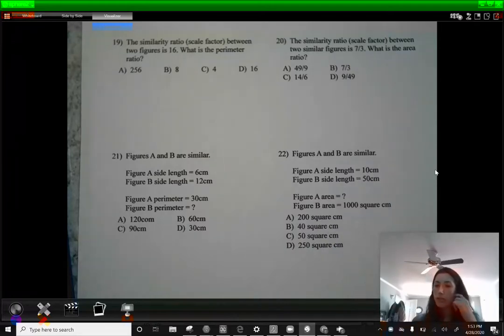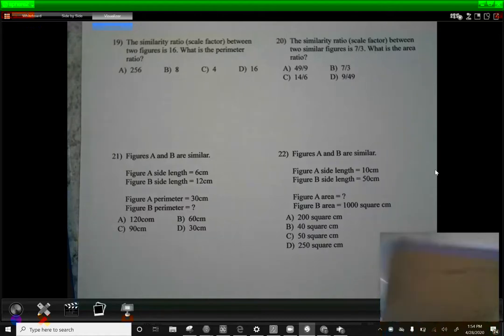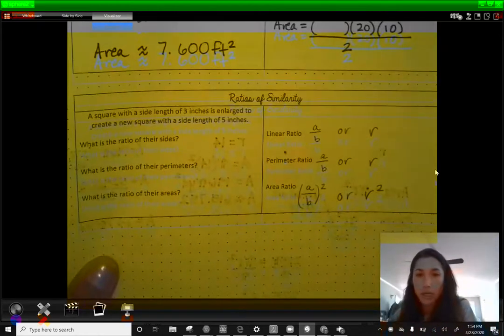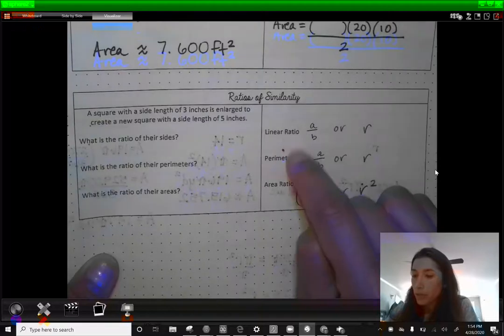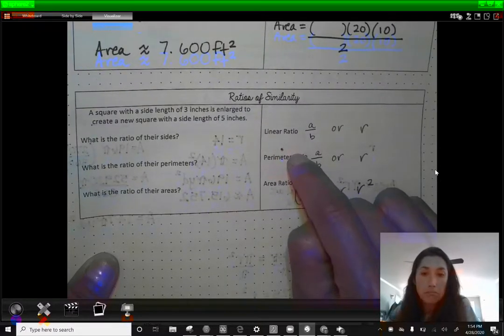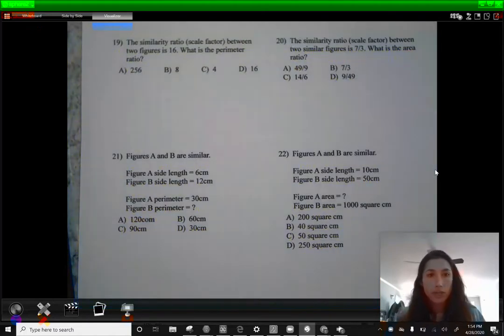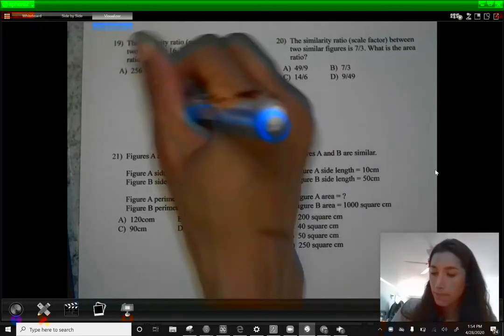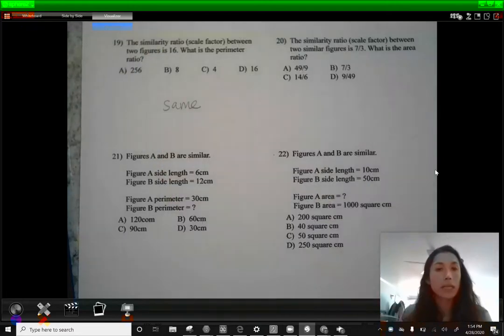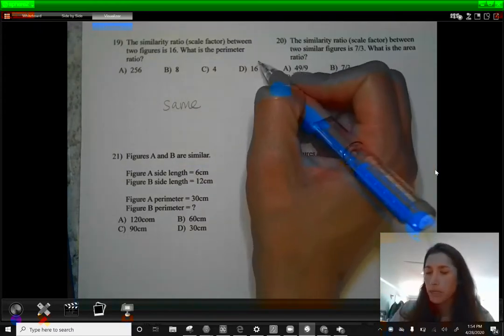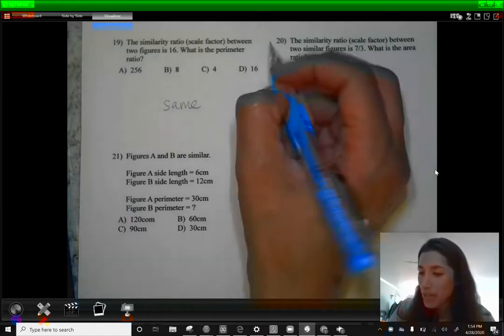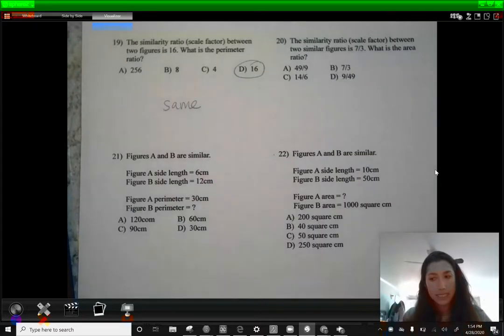Okay, so our similarity ratio. Let me actually grab my toolkit here. This would be page 16 of your toolkit. Remember, similarity ratio and perimeter ratio are both the same numbers. And then our area ratio is just a squared version of that. So first question, similarity ratio is 16. Perimeter ratio, they need to be the same. They both represent something that is linear, or sorry, one-dimensional, a line, linear. So it's going to be the same, 16.